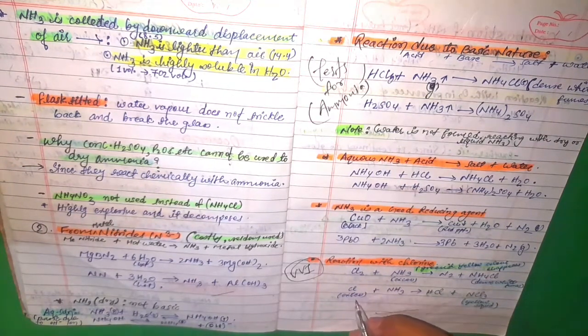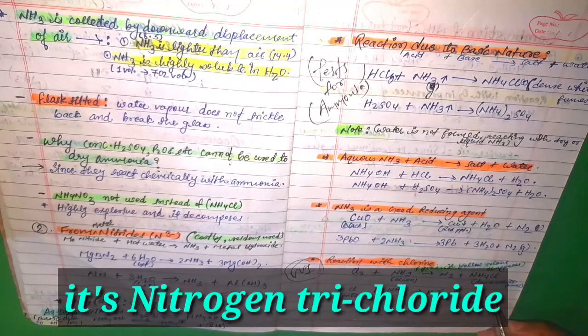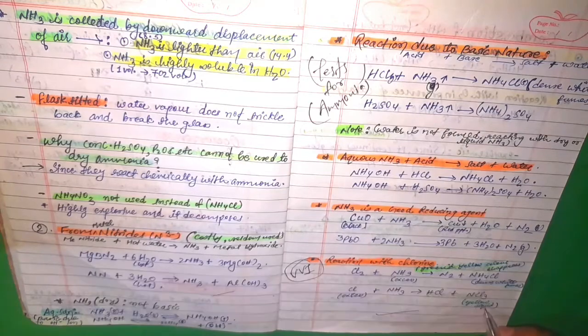Then when chlorine is in excess, chlorine plus ammonia will give HCl plus NCl3, known as nitrogen trichloride, and it is a yellow liquid.